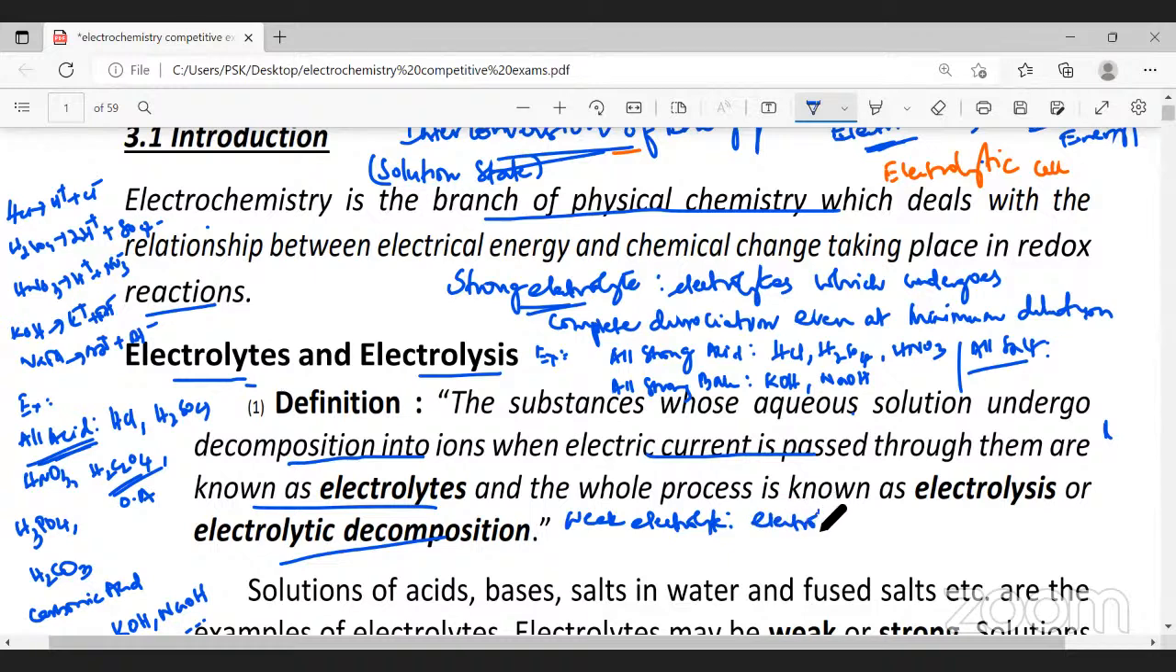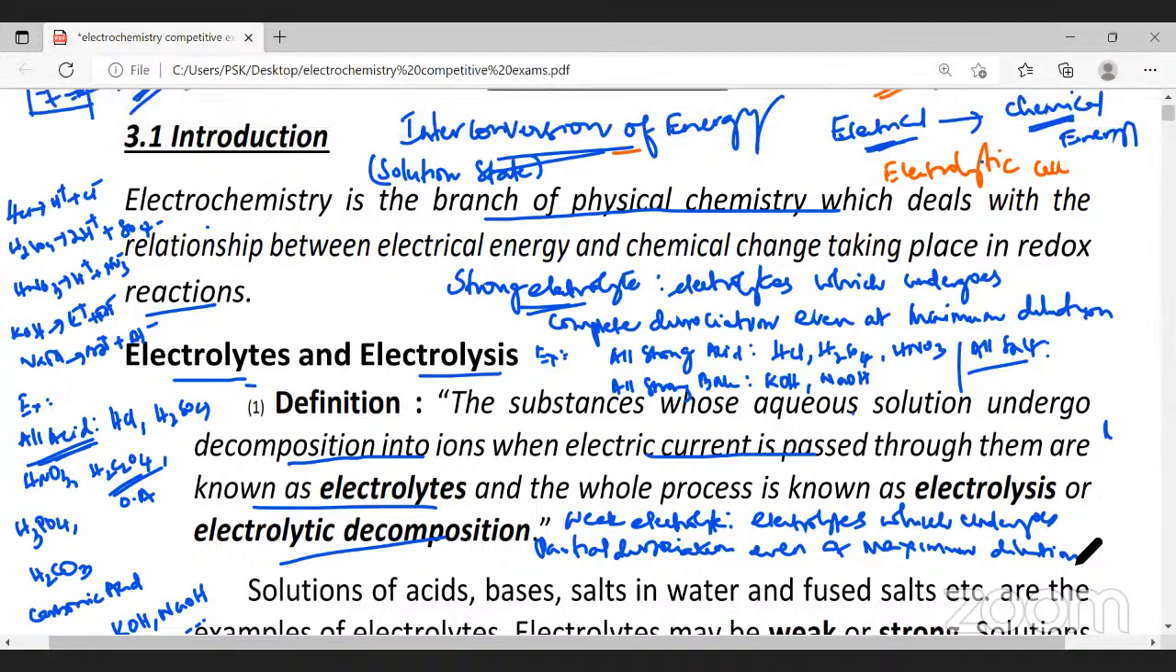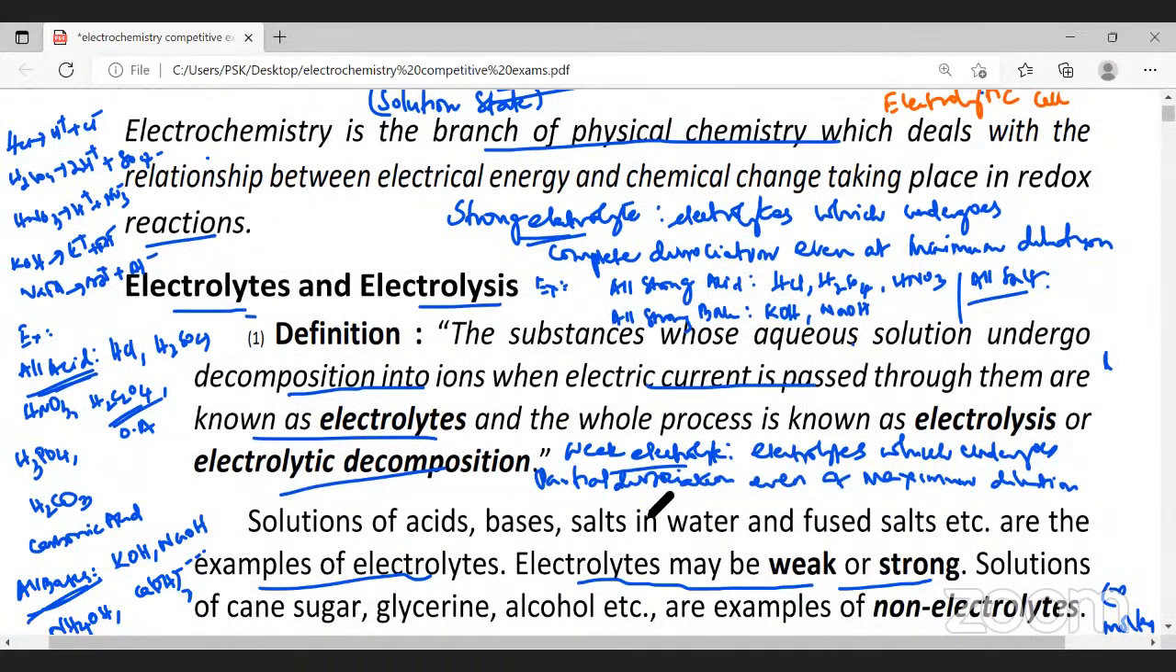Weak electrolytes are electrolytes which undergo partial dissociation, even at maximum dilution. Even though you take lots of solvent, the electrolyte will undergo partial dissociation. Very few molecules will dissociate to give few ions. Therefore, those kinds of electrolytes are called weak electrolytes. Examples of weak electrolytes are all weak acids.